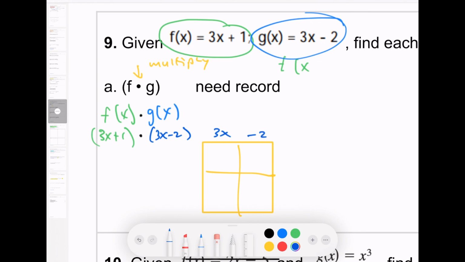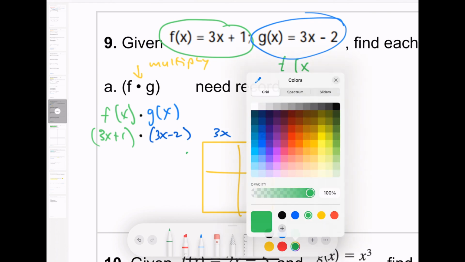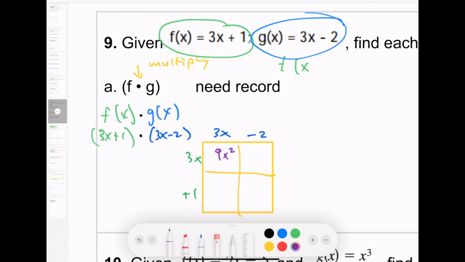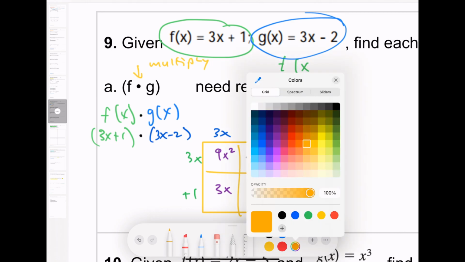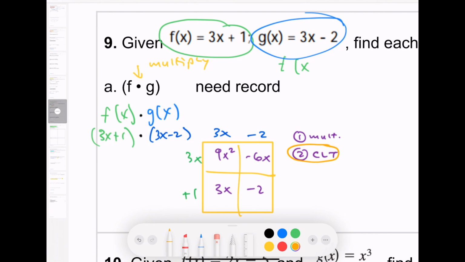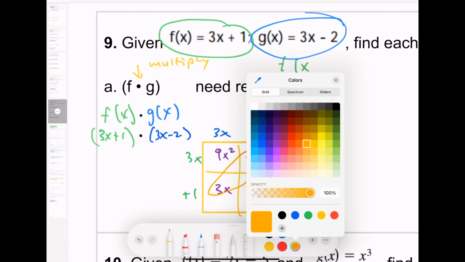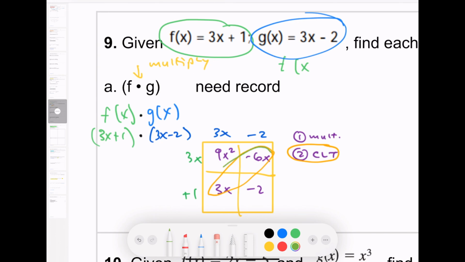And then I'm just going to transfer these over here. And then I'm just going to multiply here. 9x squared, negative 6x, 3x minus 2. So first we multiply, and then we're going to add or combine like terms. Let's put that in a different color. So these two are like terms. So if I combine like terms, my answer is going to be 9x squared minus 3x minus 2. Box your answer.